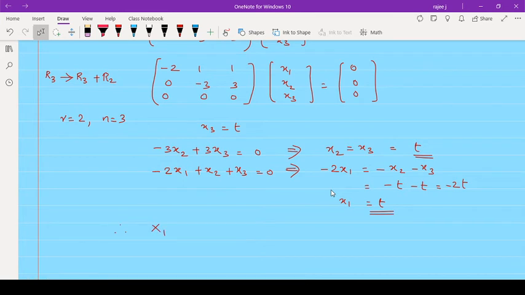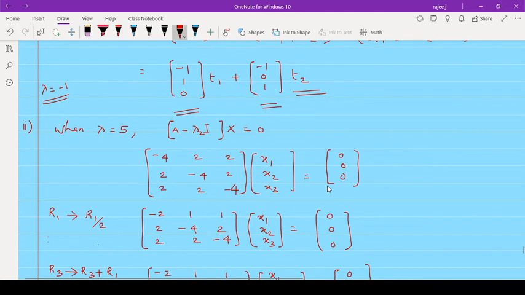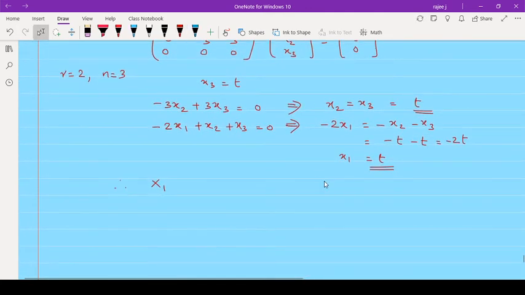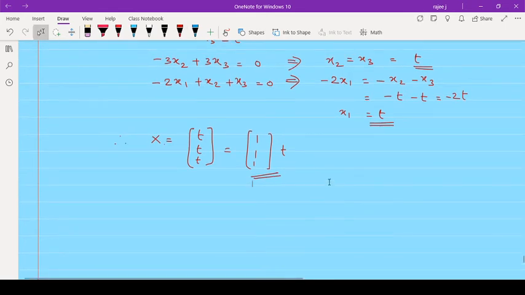Here we have taken the given vector as x. Therefore x is equal to x1, x2, x3. So x1 is t, x2 is also t, x3 is also t. Okay, so this is equal to 1, 1, 1 times t, or the required vector is 1, 1, 1, or any multiple of this 1, 1, 1 will be the required vector.